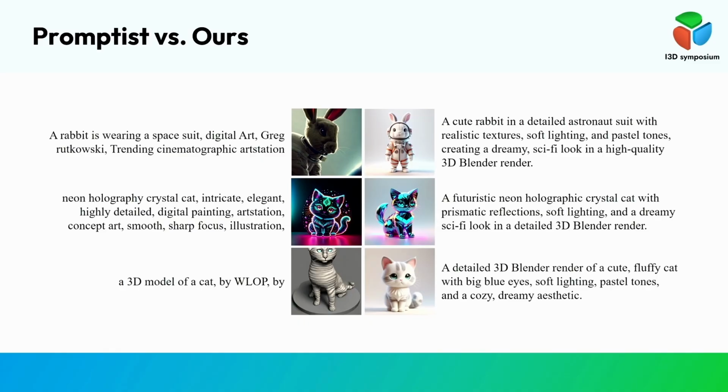Since our focus is on optimizing prompts for high-quality 3D content generation, our model places greater emphasis on aspects such as the style, geometry, texture, and pose of the object, while also highlighting elements such as soft lighting, soft color, and 3D render. Our prompt optimization model is better suited for generating 3D content.